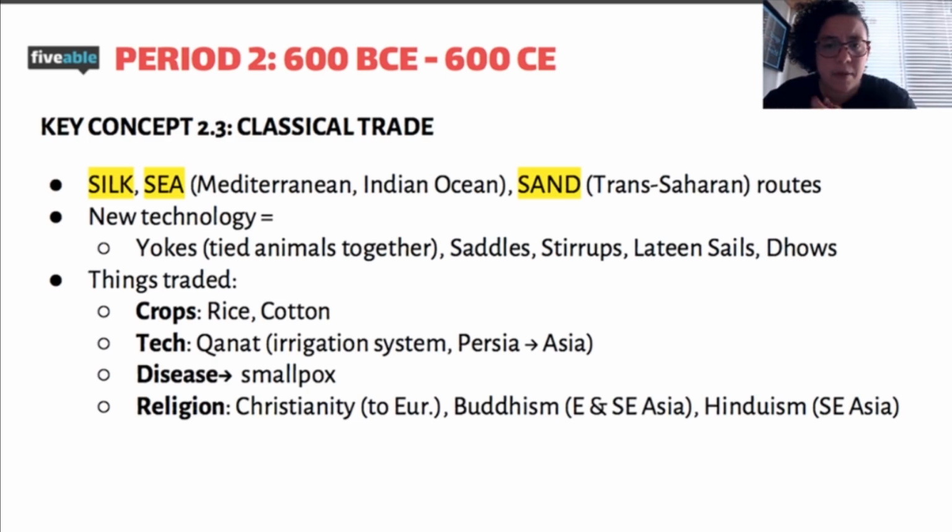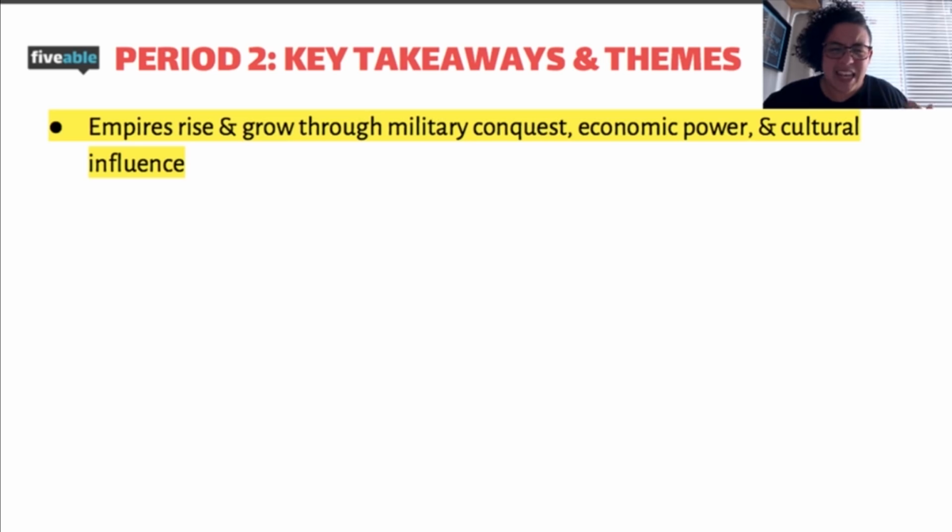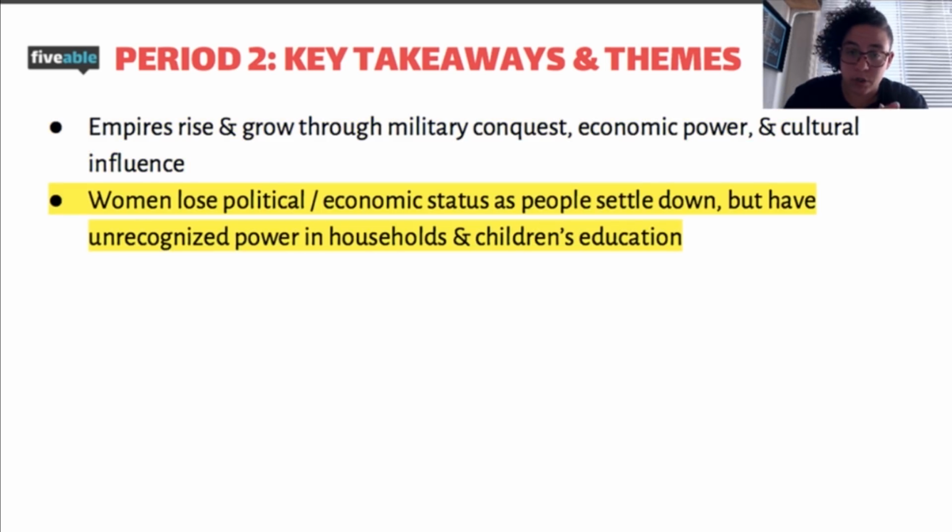So just to wrap up Key Concept 2.3 and really all of the classical era, there's a couple of key takeaways and themes that come about in this time period. Generally, empires rise and they grow because of military conquest, economic power, and cultural influence. And so as these things rise and grow, they spread their dominance and their superiority and their ideas across wherever they are. When an empire grows, women tend to lose political and economic status, but they do have power in the household, and especially with children's education.